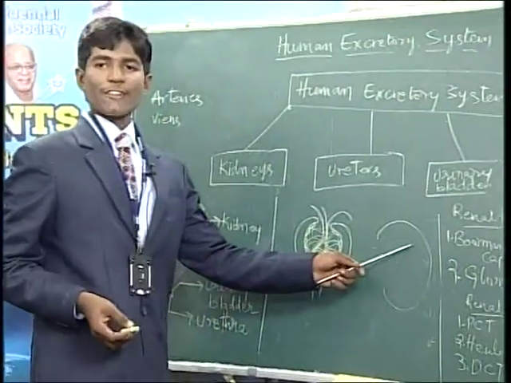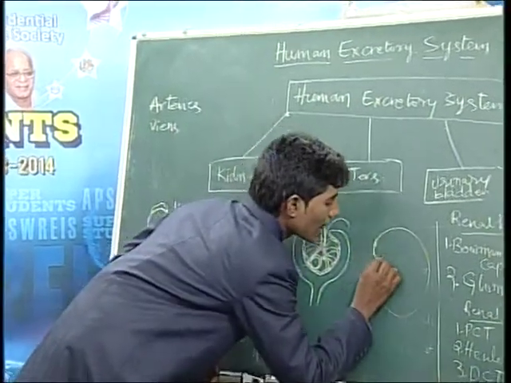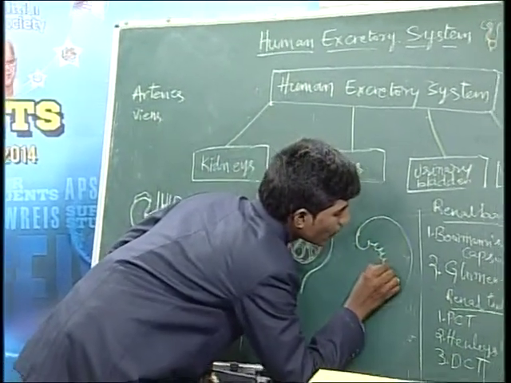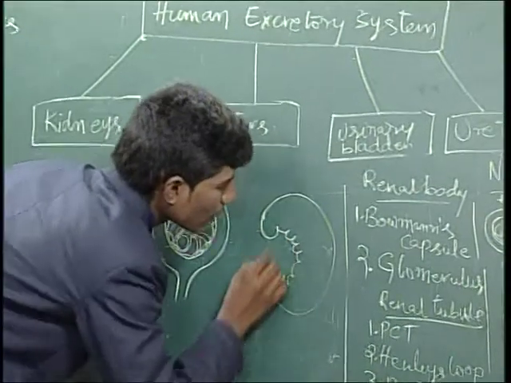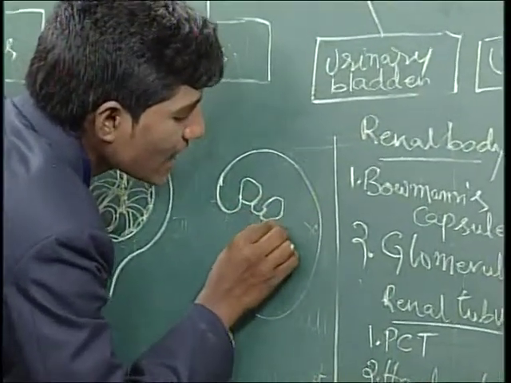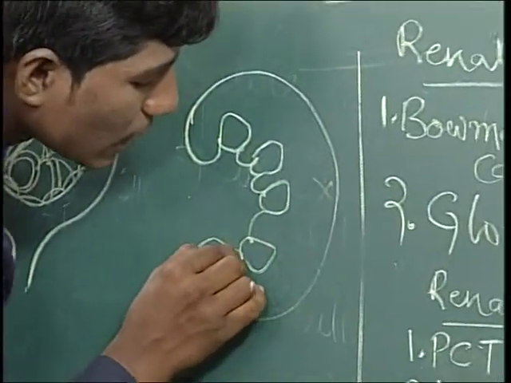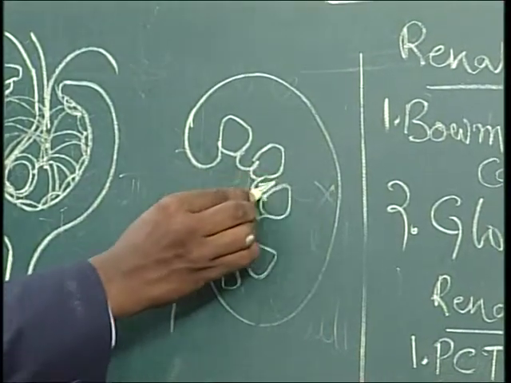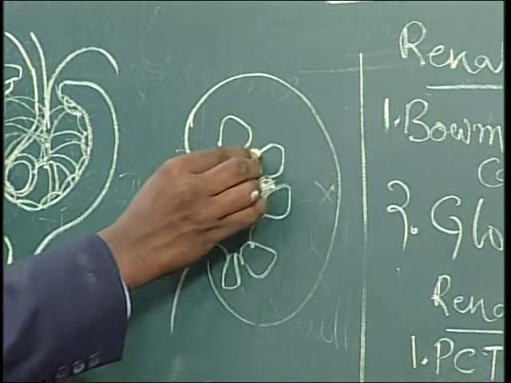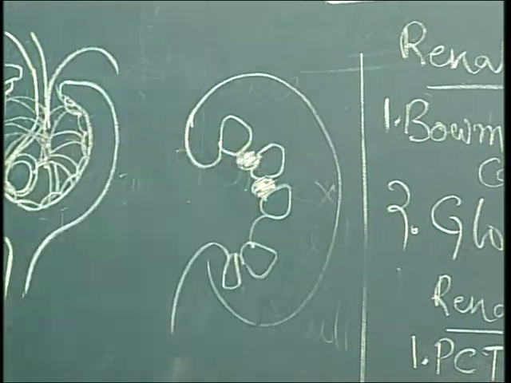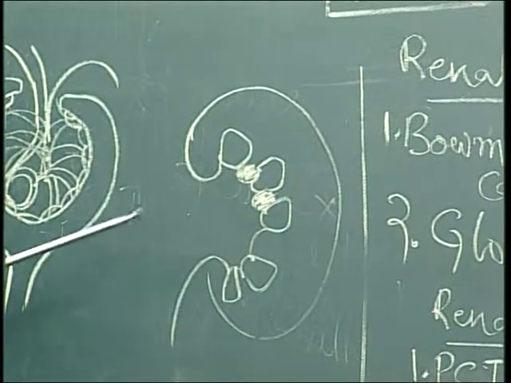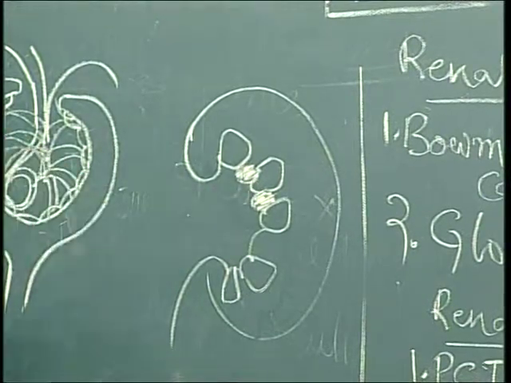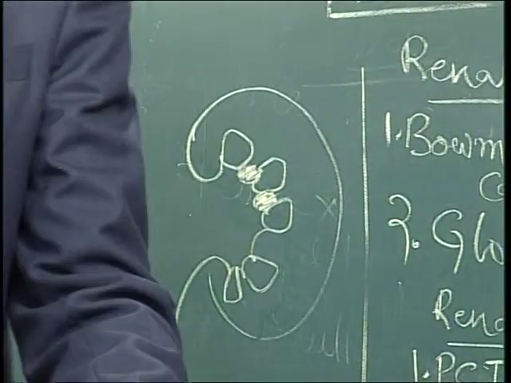This is the external surface. See, these are the renal pyramids. Between the renal pyramids, the columns of Bertin are present. See, these are the columns of Bertin.